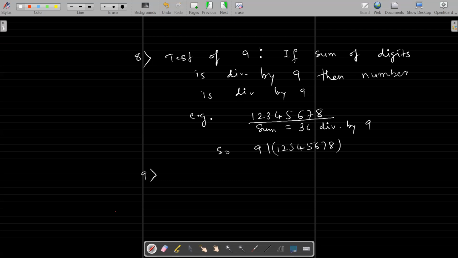What is the test of 10? Obviously, if the number ends with 0, then it is divisible by 10.